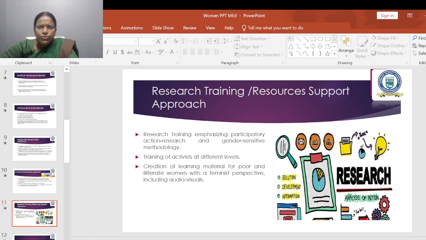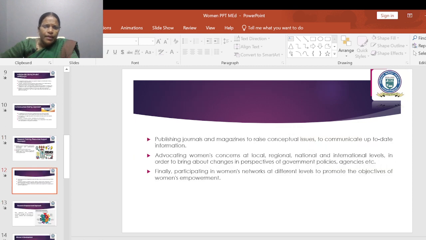Research, training, resource support approach. Research training emphasizes participatory action research and gender sensitive methodology, training of activists at different levels, creation of learning materials for poor and illiterate women with a feminist perspective, including audiovisuals, publications, journals and magazines to raise conscious issues and to communicate up-to-date information, advocating women's concerns at local, regional, national, and international levels in order to bring about changes in the perspective of government policies, agencies, etc. Finally, participating in women's networks at different levels to promote the objectives of women empowerment.